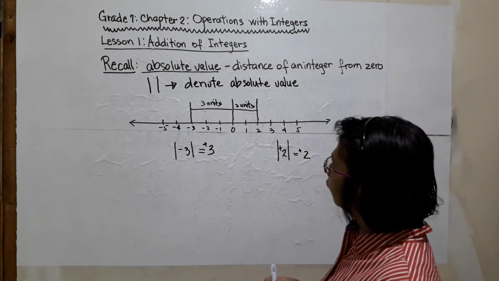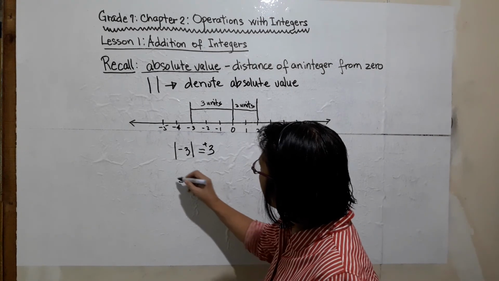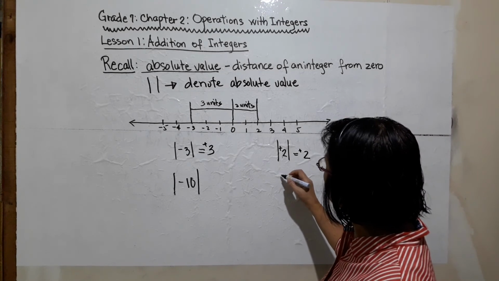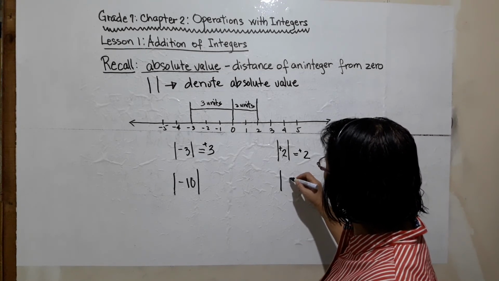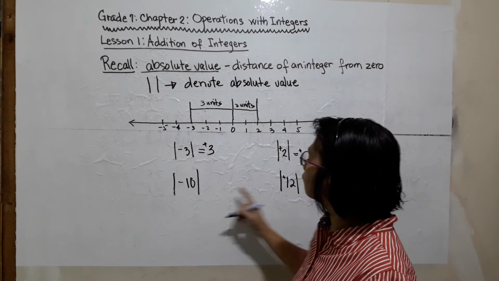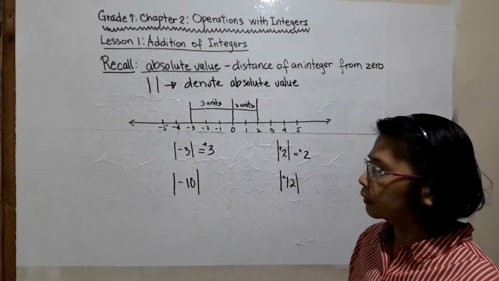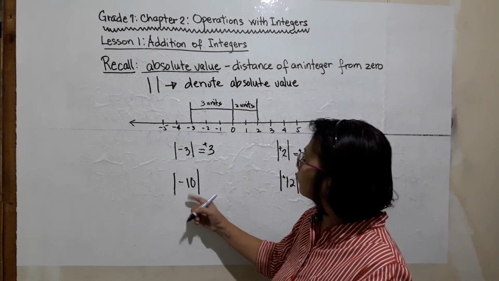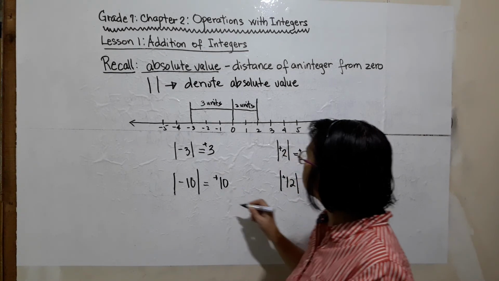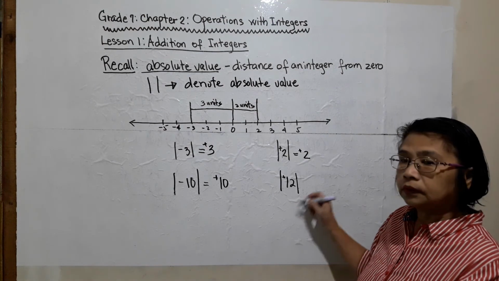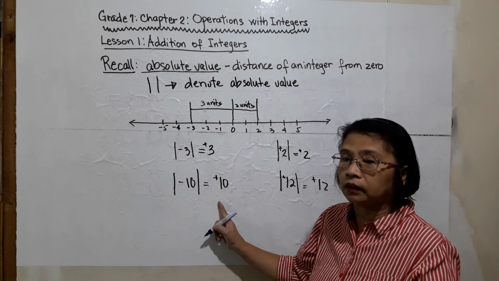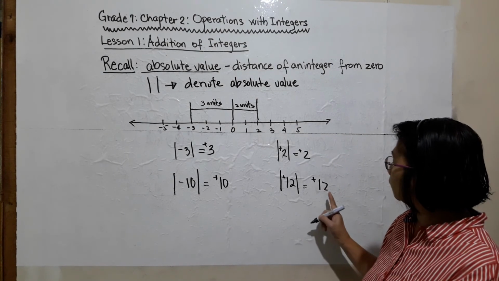Okay? So if I have negative 10, the absolute value of negative 10, and the absolute value of positive 12, which absolute value is bigger? Okay? So what do you think is the absolute value of negative 10? It is positive 10. Absolute value of positive 12. It is positive 12. So negative 10 has a smaller absolute value than positive 12.